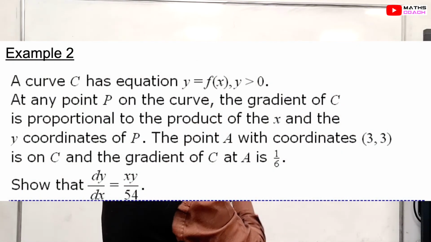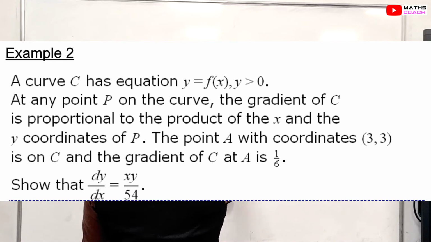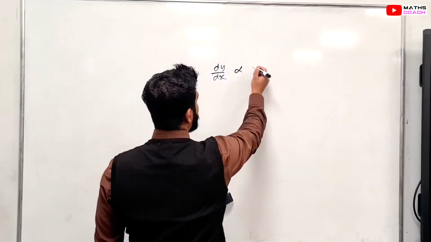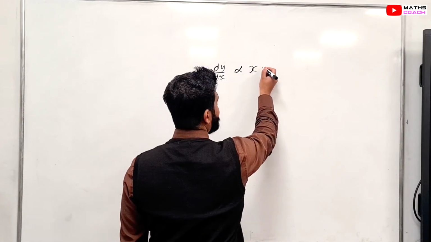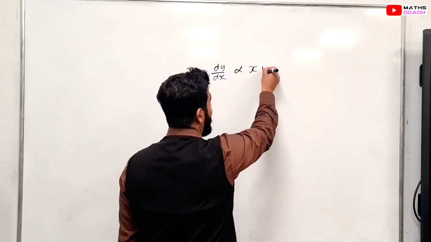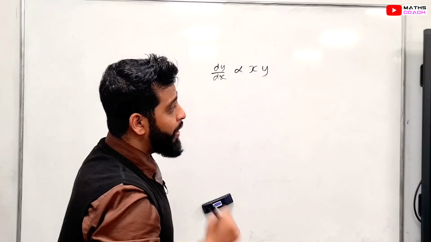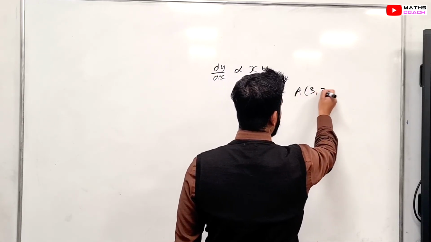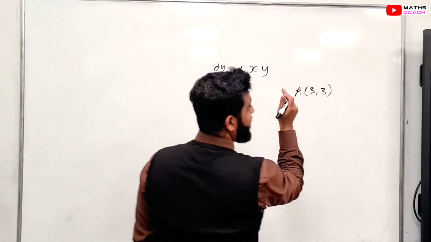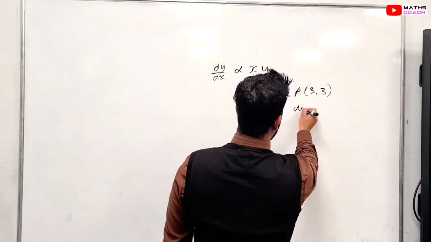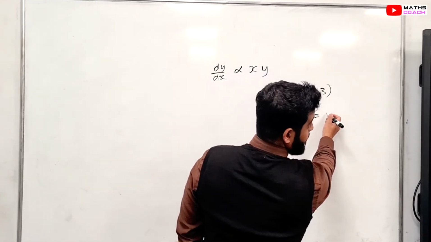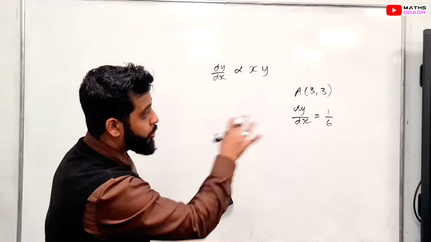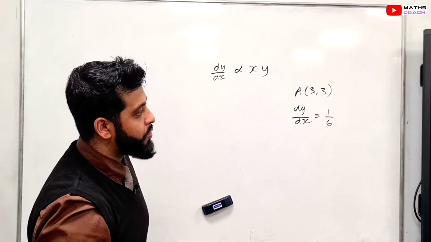So at any point P on the curve, the gradient of C is proportional to the product of x and the y coordinates of P. So the product of the x and the y coordinates of P, which means they're multiplying. Okay, so this is what you have. The point A with coordinates 3, 3 is on C. And the gradient, the dy/dx of C, is 1/6 at this point A. So show that dy/dx is equal to xy/54.